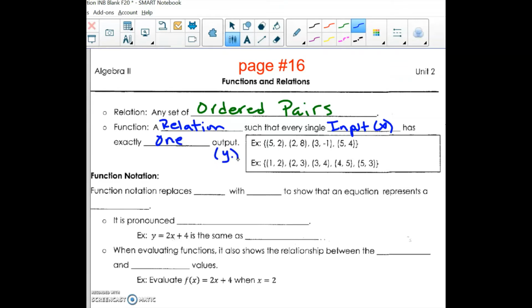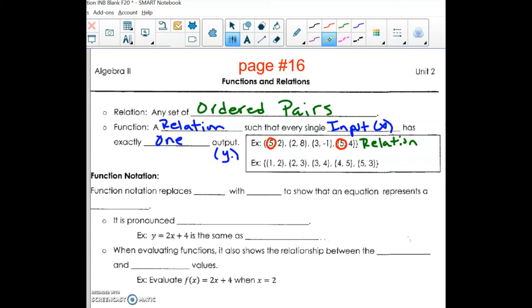Let's take a look at these two examples. In the first example, what we want to see is that the x values don't repeat. So here you have a 5, 2, and a 5, 4. Since the x values are repeating themselves, what we have is just a relation. It's a set of ordered pairs. In this case, the input, the 5, has two separate outputs. So what that does is it disqualifies it from being a function.